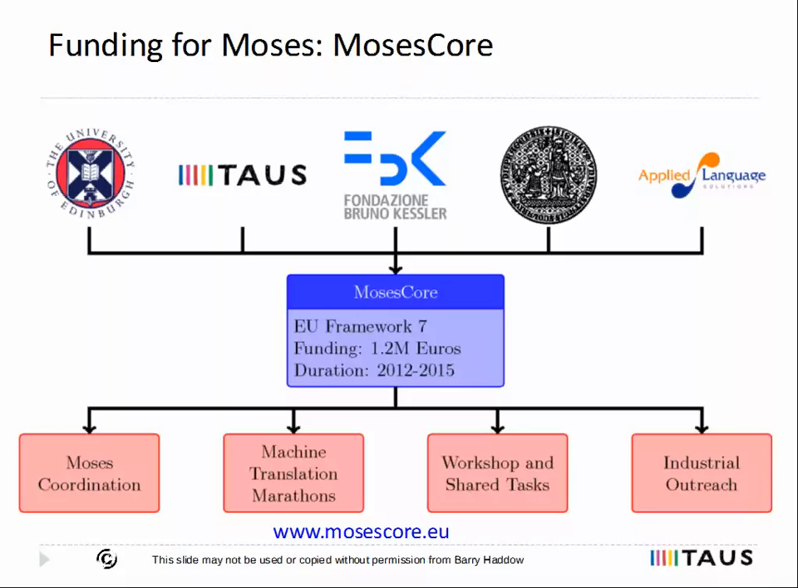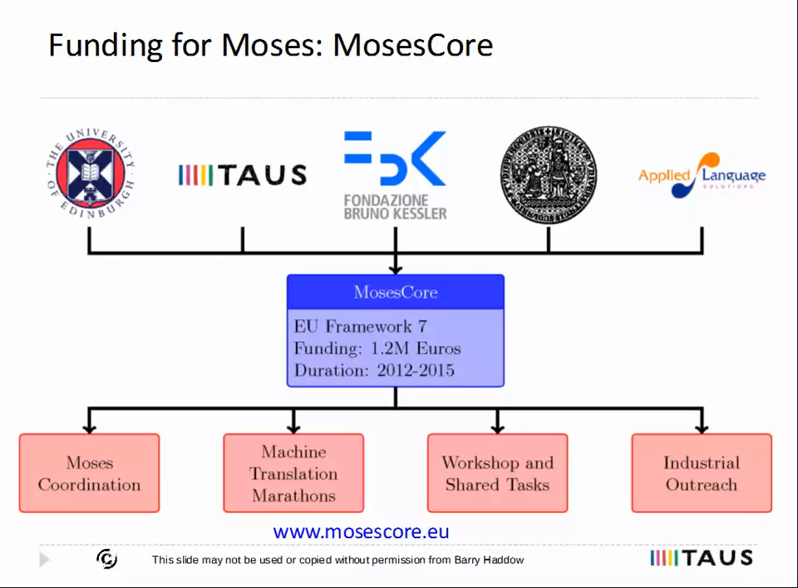The second work package is concerned with MT marathons. These are annual MT hacking events, which also include a summer school, and they'll be hosted at each of the academic institutions in the 3 years of the project. The third work package contains the workshop in machine translation and the shared task which I mentioned earlier.